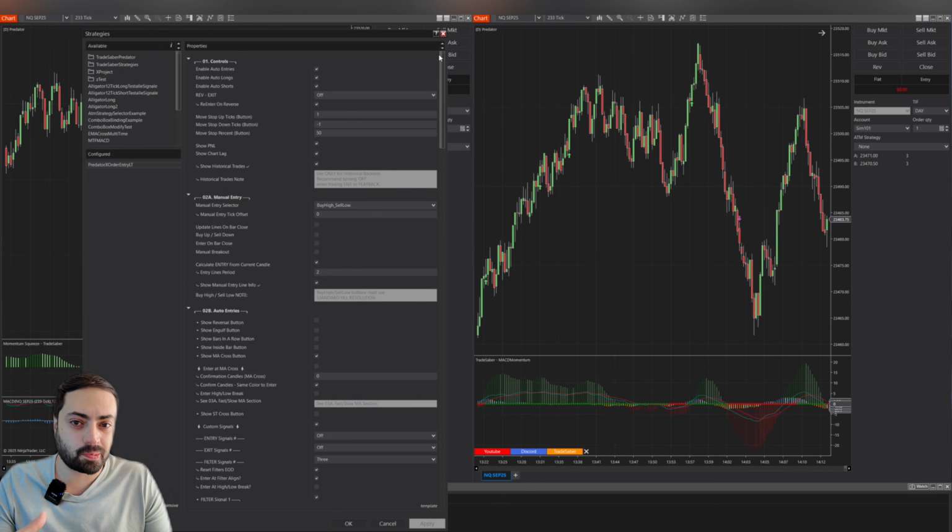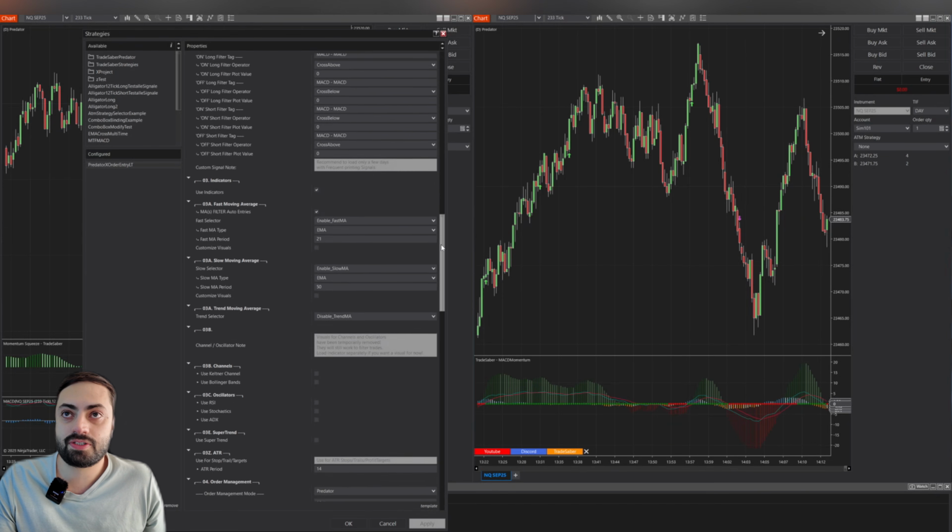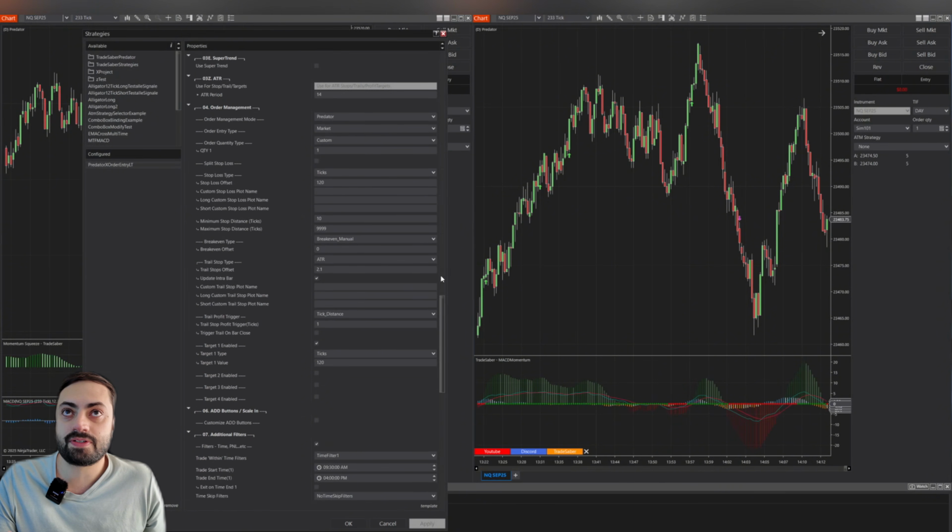And for the actual Predator X settings, we're using the same order management from the last video. So let's scroll down to the order management section, and we're using a 120 tick stop loss. And don't worry about these empty boxes. I'm working on the next set of updates. There's some pretty cool things coming, but just ignore those boxes for now.